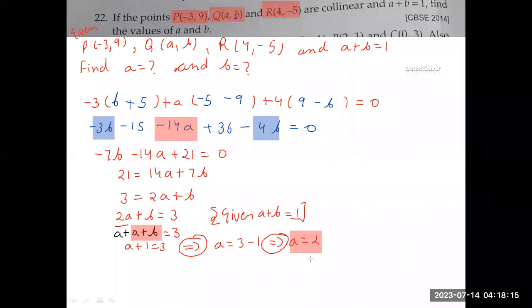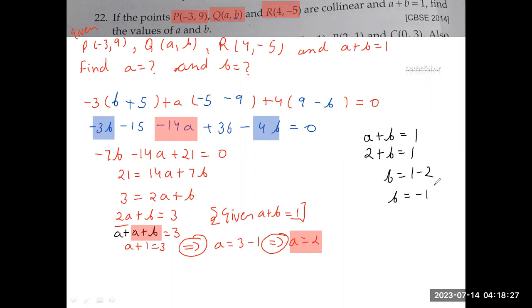So a is 2. Let's find b. We are aware a plus b equals 1. So 2 plus b equals 1. So b is 1 minus 2. b is negative 1. So for a, it is 2, and for b, it is negative 1. So these were the asked things. We got the solution.